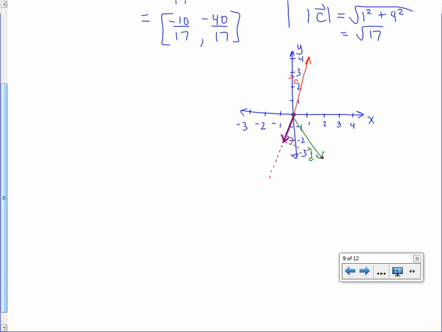So that's the key. That's visually what you found. Does that make sense? If you follow the purple vector and you went negative 10/17 left and negative 40/17 down, you should end up pretty much where the head of this geometric representation is, which is a good clue that you did everything correctly.